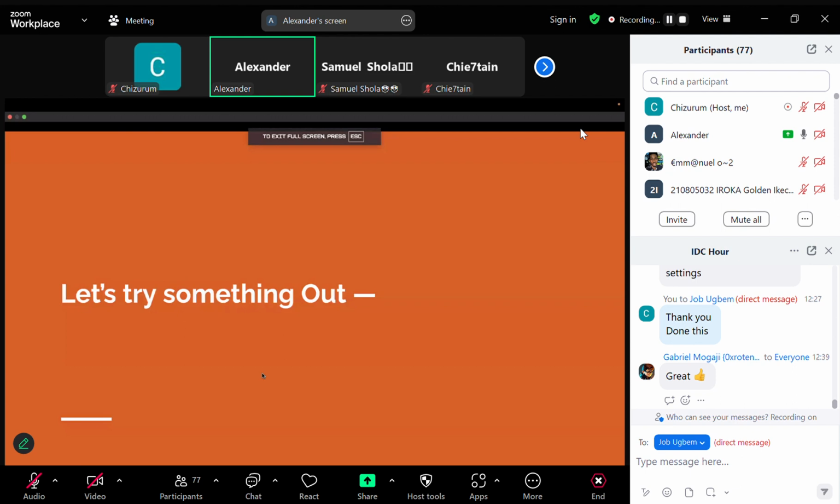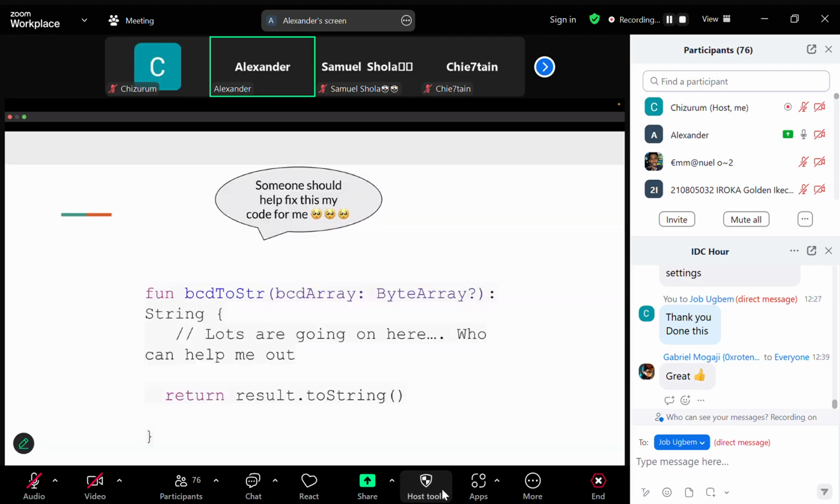Yeah, so let's try something out. And this is how it's going to go. I'm here to shock everybody: someone should volunteer to solve our problem for us today. I don't know anything, so someone should help me fix my code, right? Apologies, just hold on. This function is meant to convert binary to string or to hexadecimal, right?